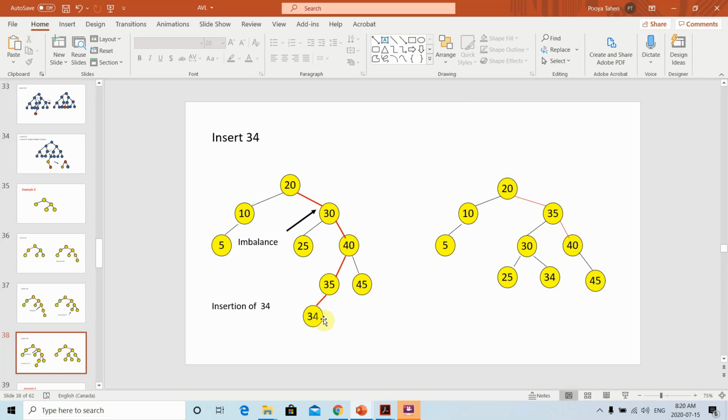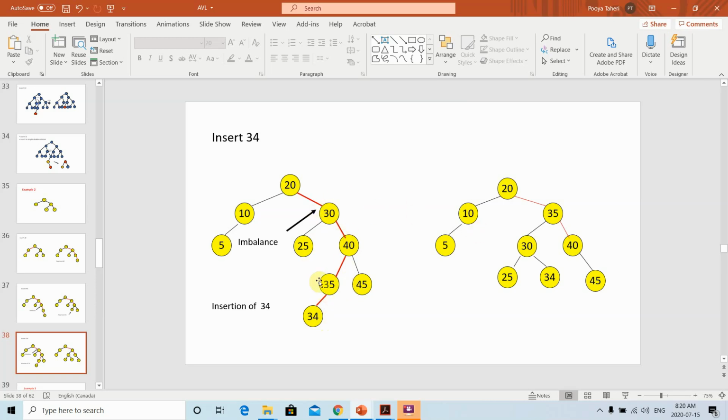Basically, the newly inserted node is on the left subtree of the right child of the pivot. Okay, what do we have to do for an RL rotation? We have to do a double rotation: a right and then left rotation.